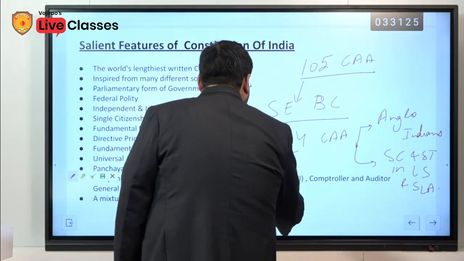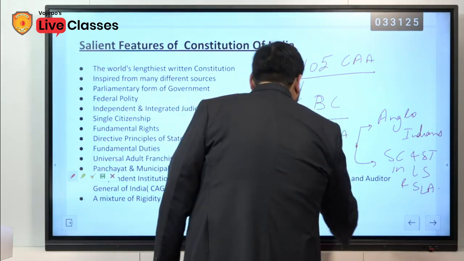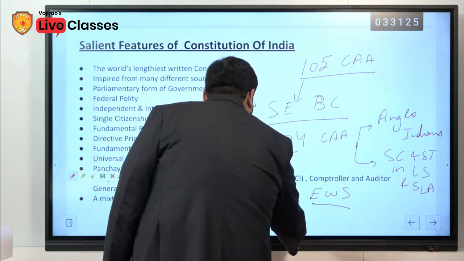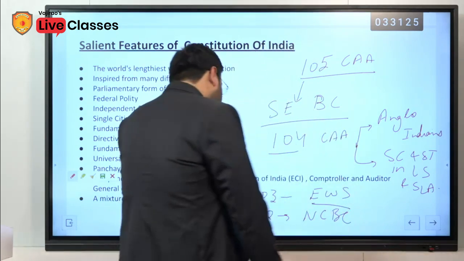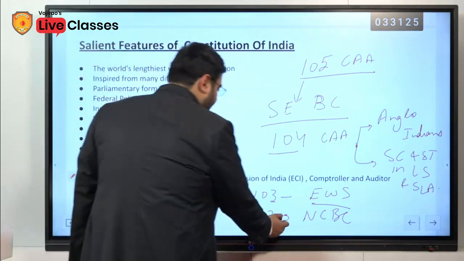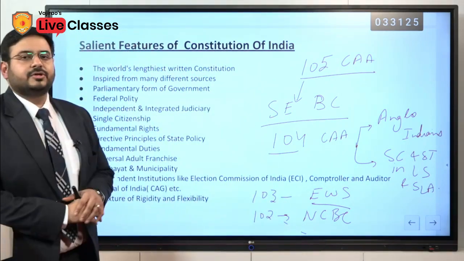Similarly, the 103rd dealt with the economically weaker section reservation. The 102nd dealt with the constitutional position for the National Commission for Backward Classes, and so on. So these are the latest amendments that are there in the Indian Constitution.